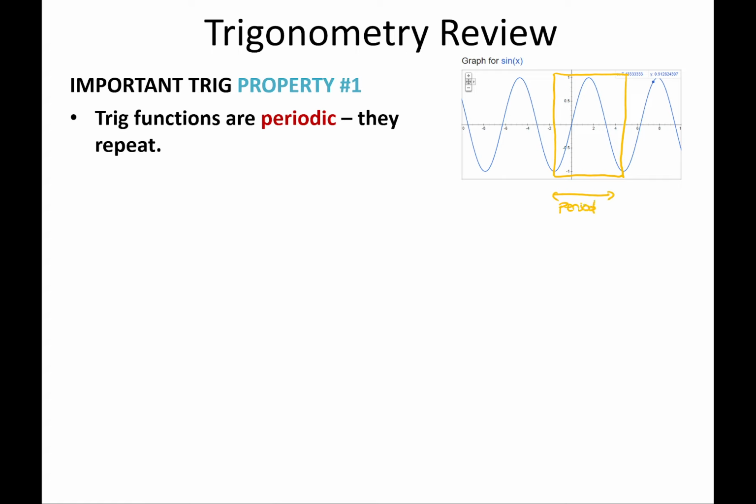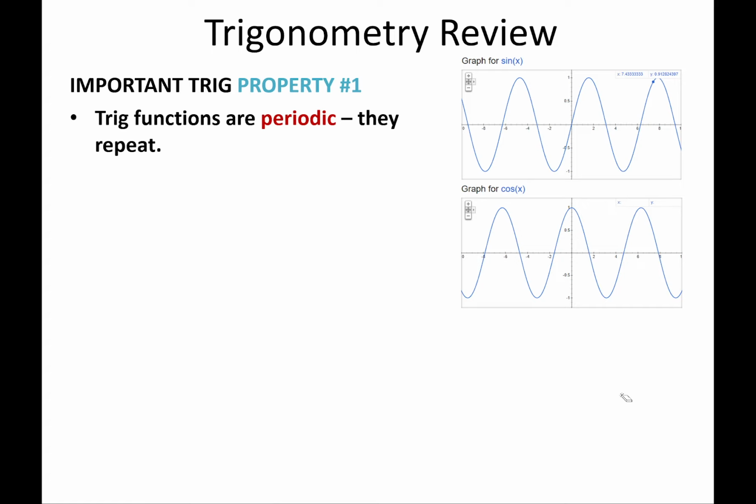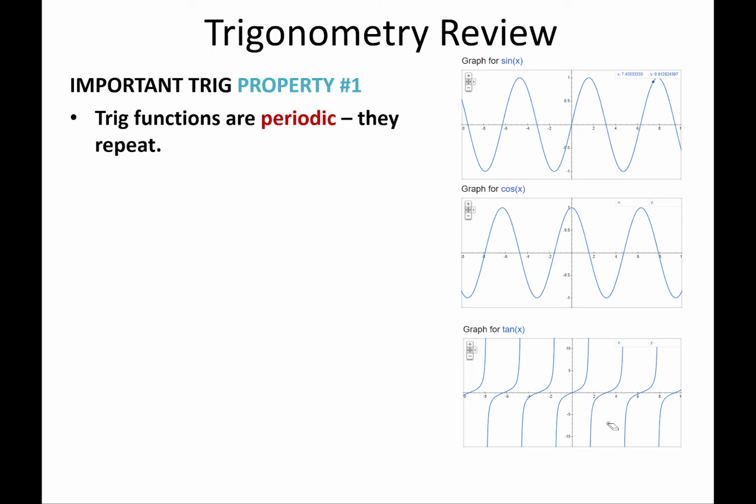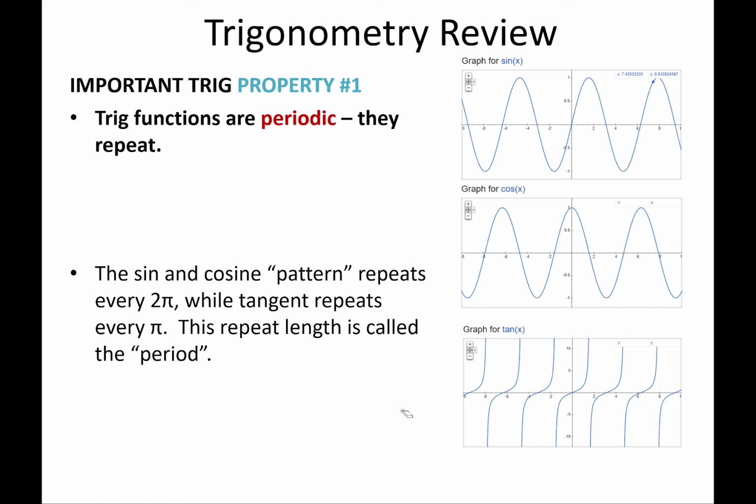Now it turns out for the sine graph, its period is 2 pi. For the cosine graph, its period is also 2 pi. For the tan graph, its period is pi. It repeats every pi units. This property is important, but it's not the most important property of trigonometric functions that we'll use inside this course. Once in a while, I'll talk about the period of the function, and this is what it refers to.